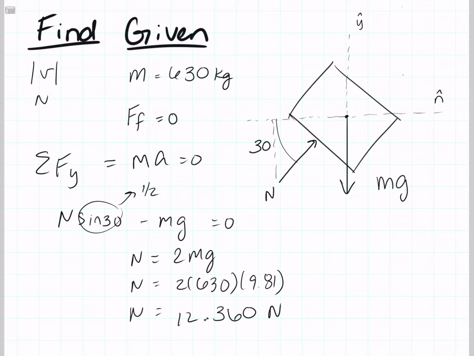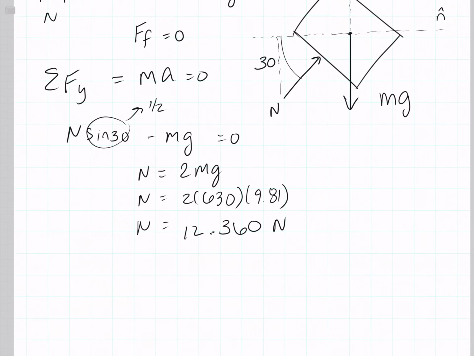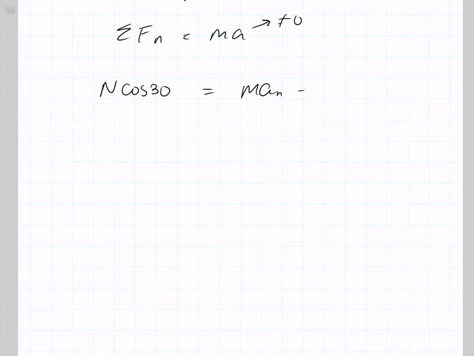Now that we've solved for the normal force, we can solve for the acceleration in the normal direction because the normal force is the only force in the normal direction. So F equals ma. Here it is not equal to 0, so this is going to be the dynamic portion. And you get that N cosine 30 equals m a normal. And we know that a normal is v squared over rho. And that rho is that larger circle.